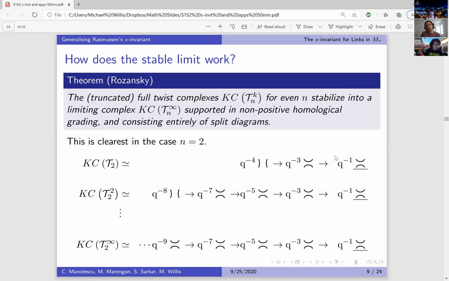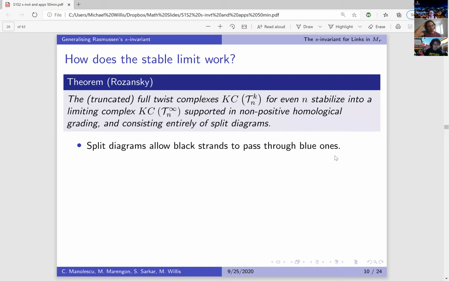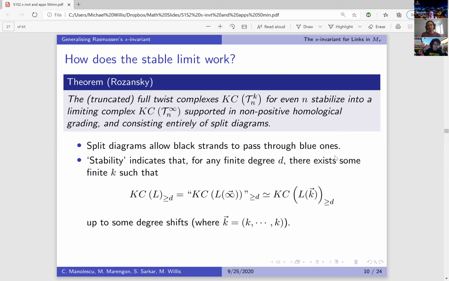Okay, but let me summarize that. Split diagrams in general are what allow these black strands to pass through the blue ones. There's still a lot to check there; somehow they need to all pass through coherently. But that's part of the game. You also have this issue of stable limit. Stability here basically means that if you choose some finite homological degree that you're interested in, then I can choose some finite amount of twisting so that the truncated complex that we're actually after, the true complex for the link in S1 cross S2, if I truncate it, is literally equal to, well, this is just the statement of what it means.